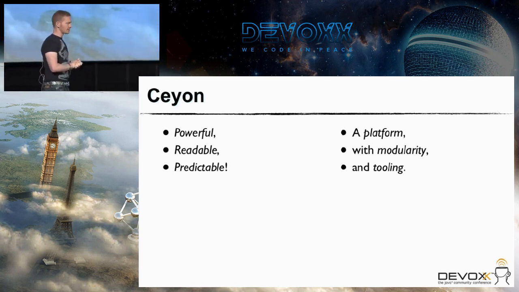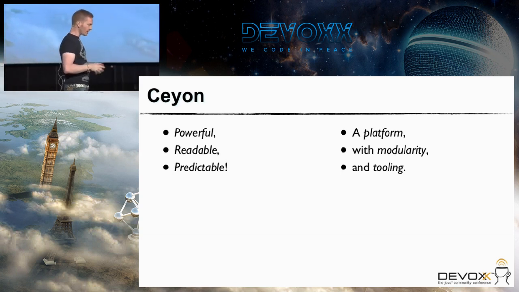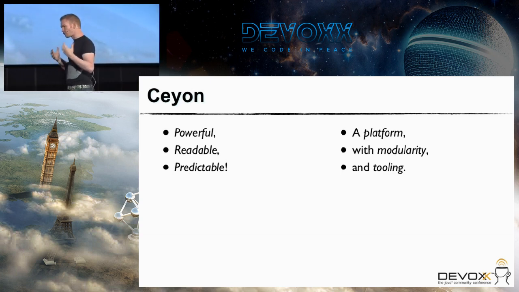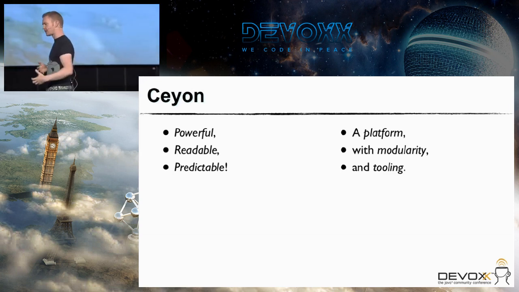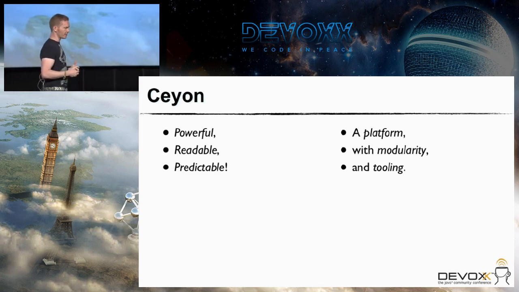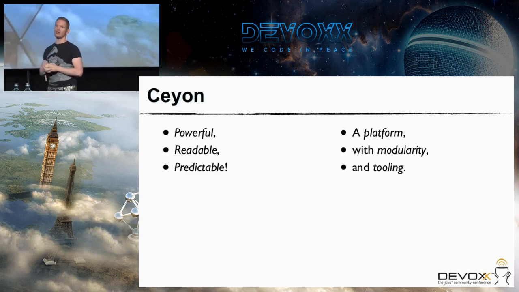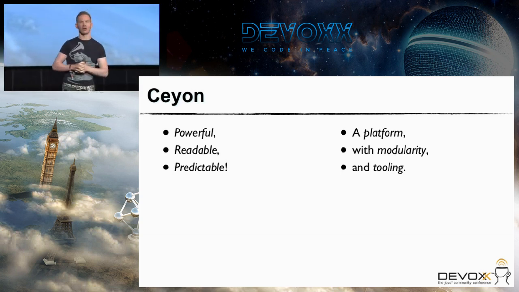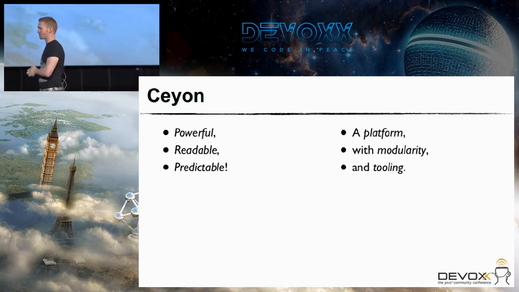It's predictable. That's kind of a wishy-washy word, perhaps, but what it means is something very specific: the reasoning that the compiler uses to reason about the language, to reason about the type system, should always be reproducible to the developer. For example, the compiler should never produce error messages that are difficult to understand or don't identify the real root cause of the problem.